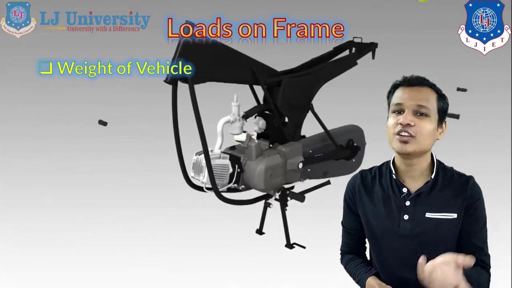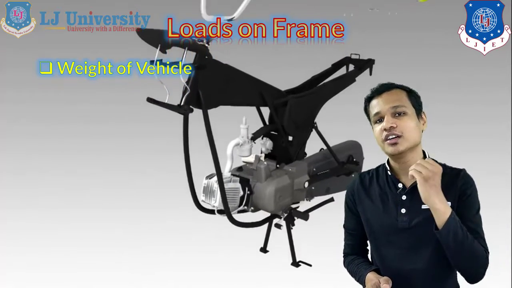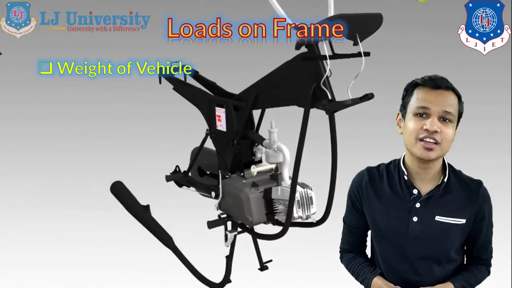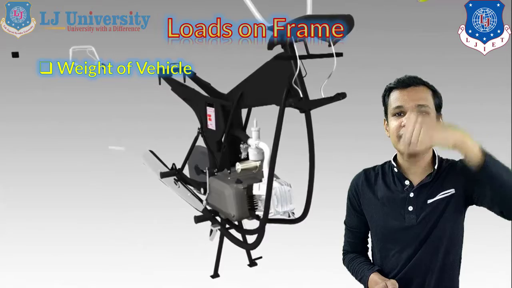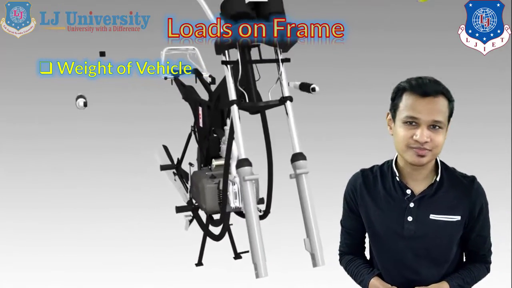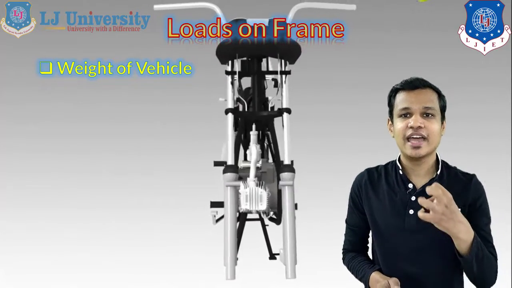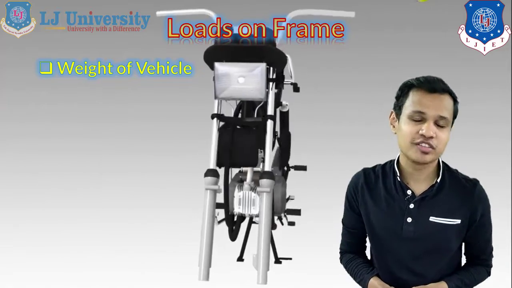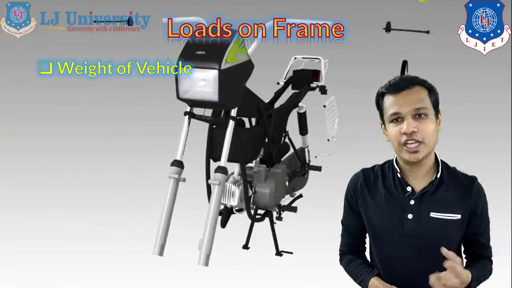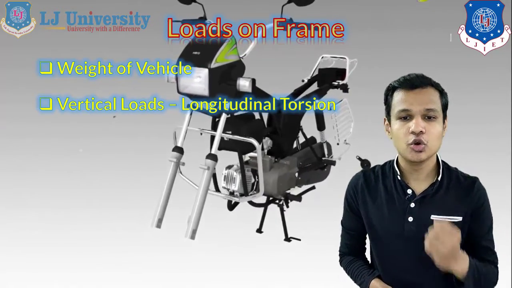The first and main load that will always be on the vehicle is the weight of the vehicle. The higher the weight, the more load will be applied on the frame. It is the load that is applied in the downward direction, the vertical direction. So we try to get the vehicle as light as possible, but in the higher end vehicles the weight will be more, so the frame needs to be stronger.